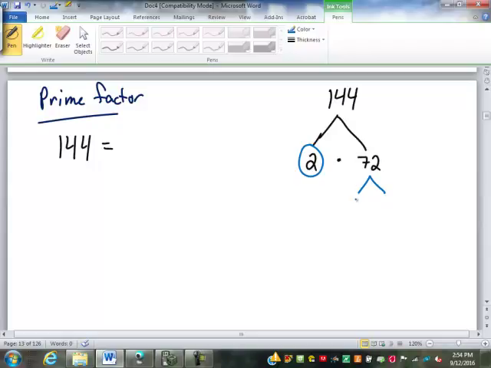Well, it's still even, so you could go 2, right? You could also go 3, because if you add the digits up, you get 9. The larger number you divide by here, the shorter the factor tree gets. So I'm going to go with 2 and just show you how it works, and then we'll come back and try it with a different number.